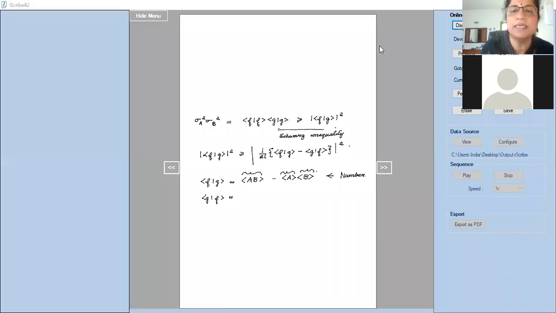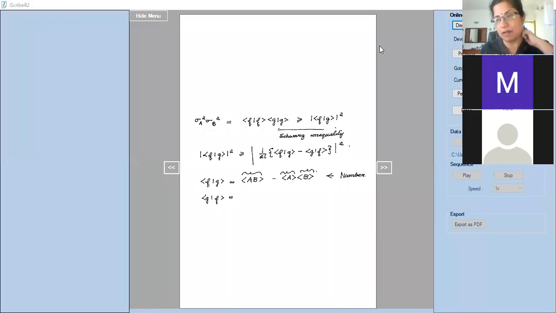Why I keep forgetting. Yeah, the same reason why I forgot to stop the class in time is the same reason why I forget to start the recording, because I'm too into the derivation, I think.